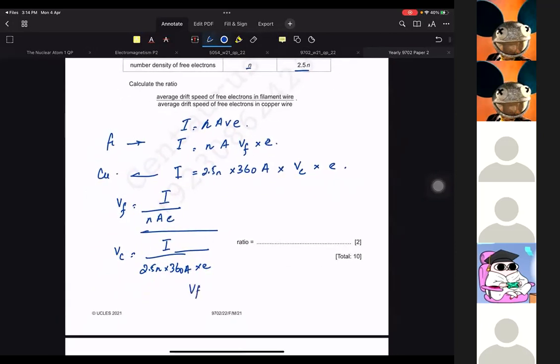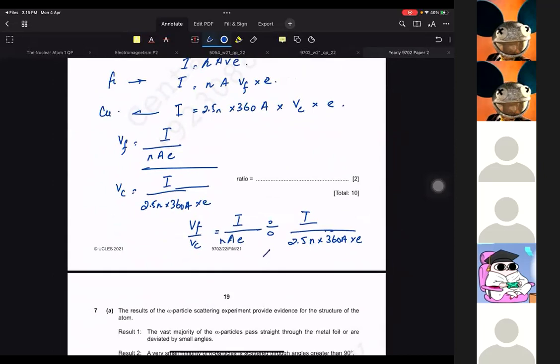How do you divide it? So basically you write it like this. It is easier this way when you just make one more step, like put this sign, put it here. If you're smart enough, you can just take reciprocal ahead of time. That doesn't really matter. So when you take the reciprocal, this will be 2.5 N times 360 A times E over I.